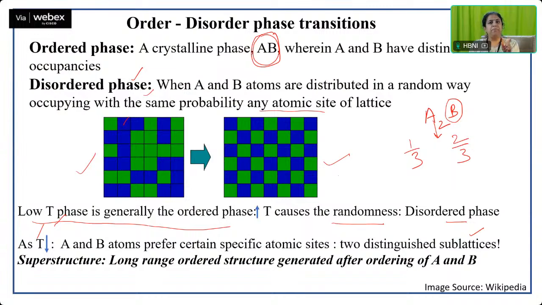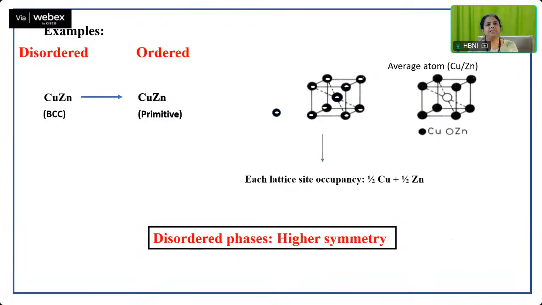So now another important term that emerges is superstructure. What is a superstructure? The ordered structure of a particular composition is called the superstructure of the disordered structure. That is the long range ordered structure that is generated after ordering of A and B. And I will try to show you an example. How does this affect your XRD pattern?